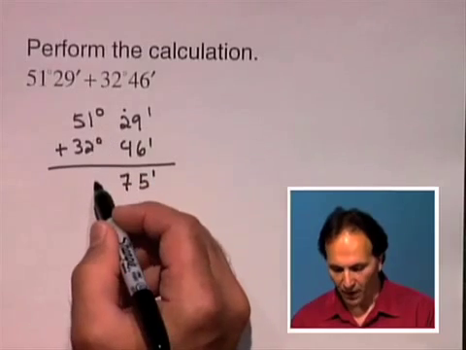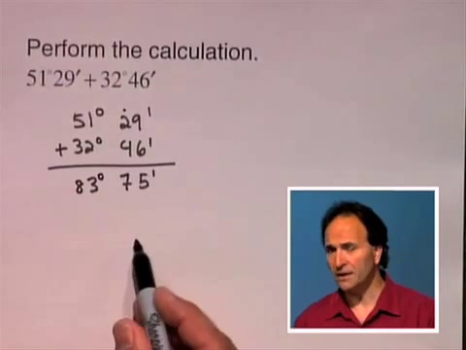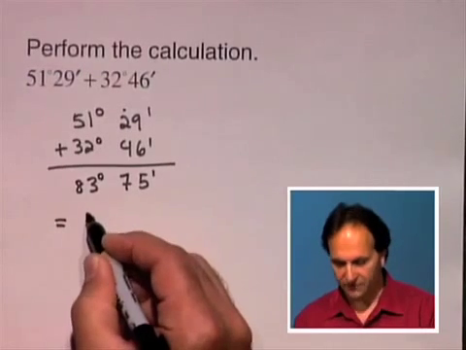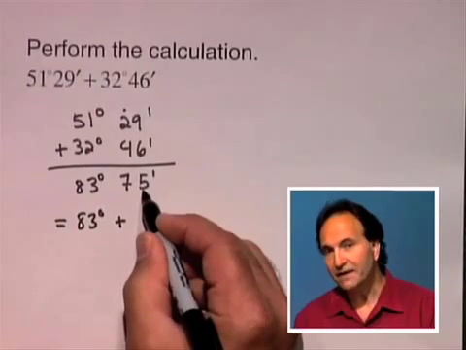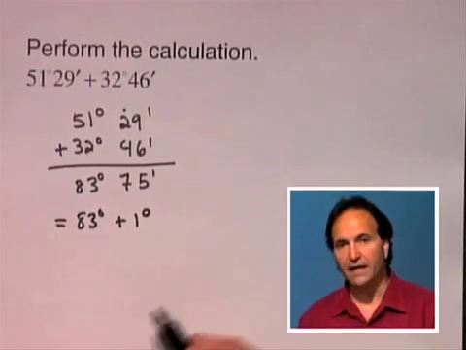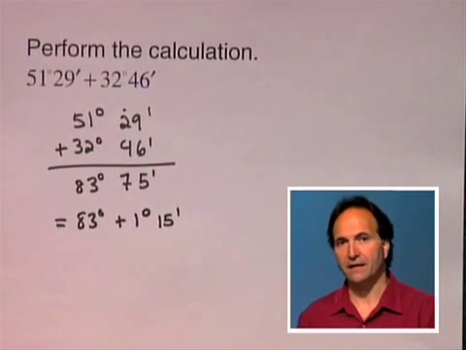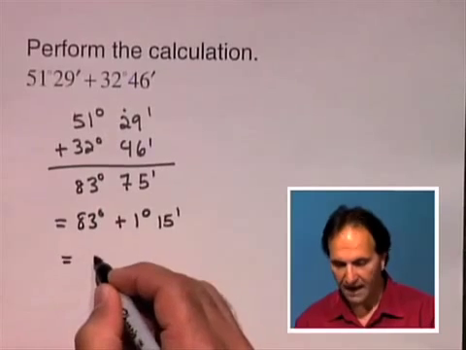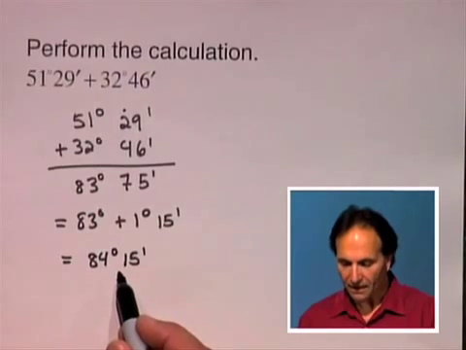Then we do the degrees. 1 and 2 is 3. 5 and 3 is 8. But now we notice that the 75 minutes needs to be dealt with. That this is really the same as, of course, 83 degrees, plus the 75 minutes is really 1 degree, which takes up 60 of those minutes and leaves us 15 minutes. So now we combine the 83 degrees and the 1 degree for a total of 84 degrees, 15 minutes. That would be the sum of those two angles. Let's take a look at part B.